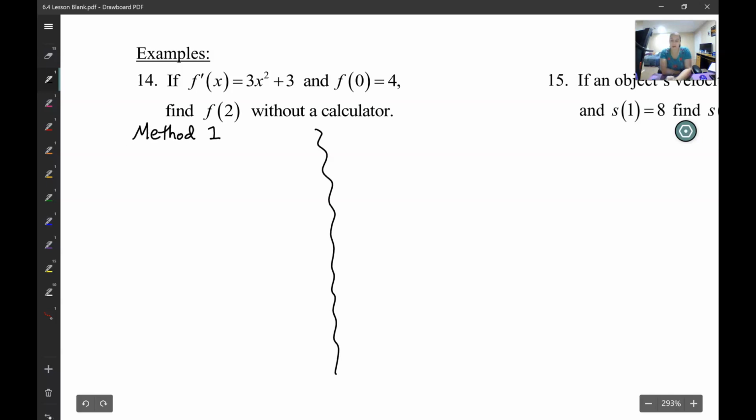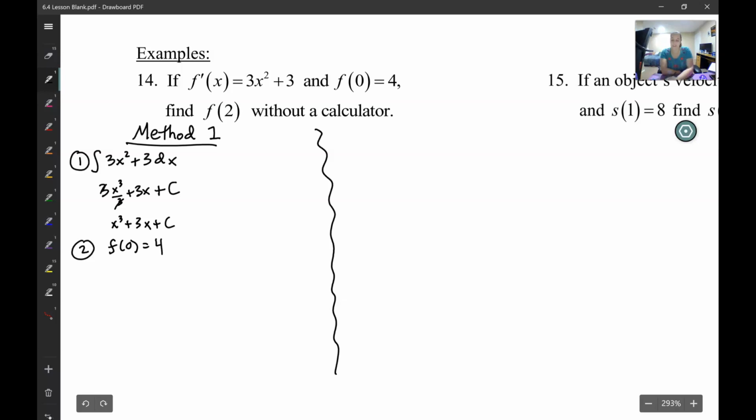Method 1 uses stuff that we've learned already. So with method 1, here's f prime. Let's find f of x by taking the antiderivative. So this is going to be 3x cubed over 3 plus 3x plus c, because I don't have any limits on it. So this is going to be x cubed plus 3x plus c. So I found my antiderivative. That's step 1. Step 2 is to use the point given to find your c.